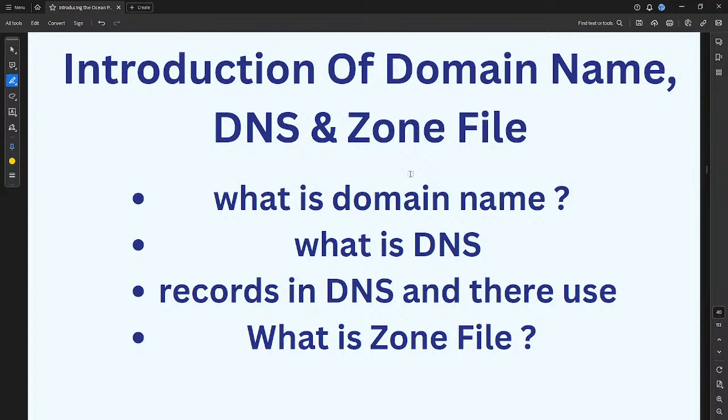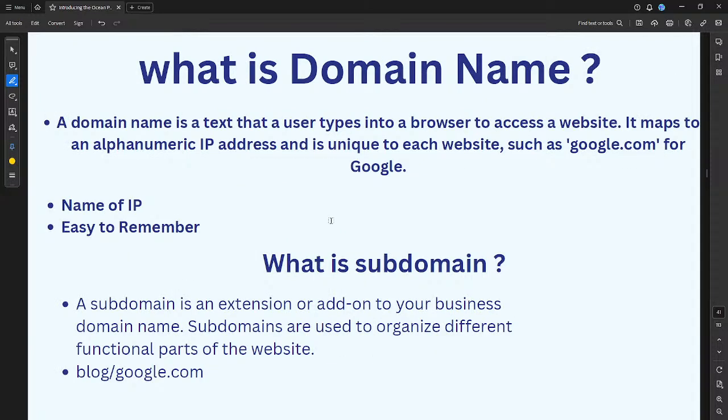Now, what are domain names? What records are in domain names and what is a zone file? Let's understand this. A domain name is text that a user types into a browser to access a website. But of course, you know that no computer understands a domain name.